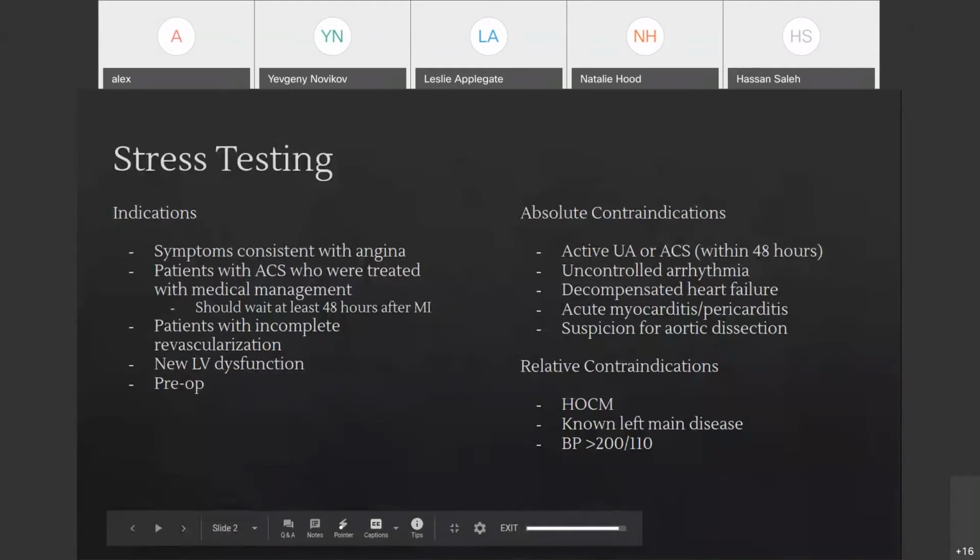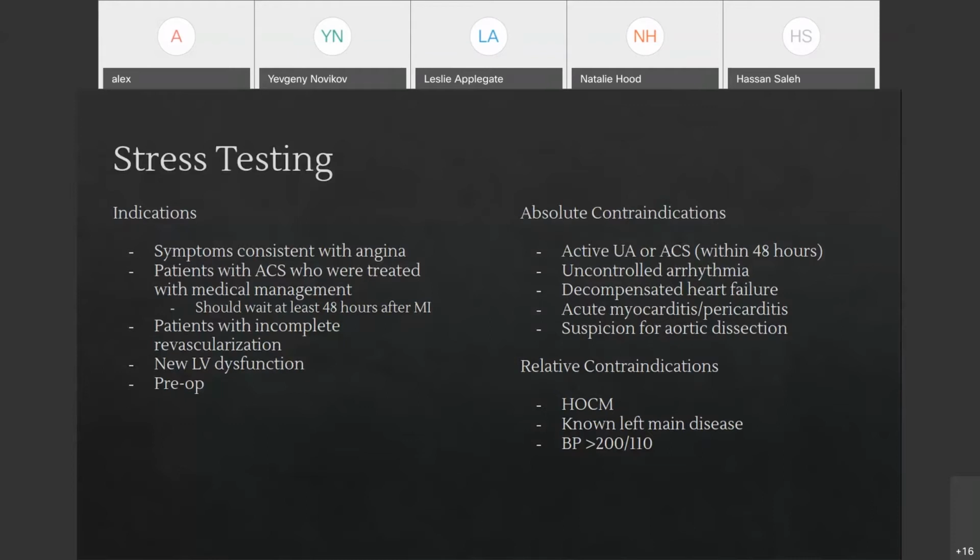The big contraindications you need to know before you're even considering stress testing is if somebody has had a heart attack within the last 48 hours or has active unstable angina, you should not be stressing them. Uncontrolled arrhythmias, because a lot of the ways we stress people can induce arrhythmias, unfortunately. If they're in decompensated heart failure, they're already giving themselves a stress test. Any acute myocarditis or pericarditis, or any suspicion for aortic dissection.